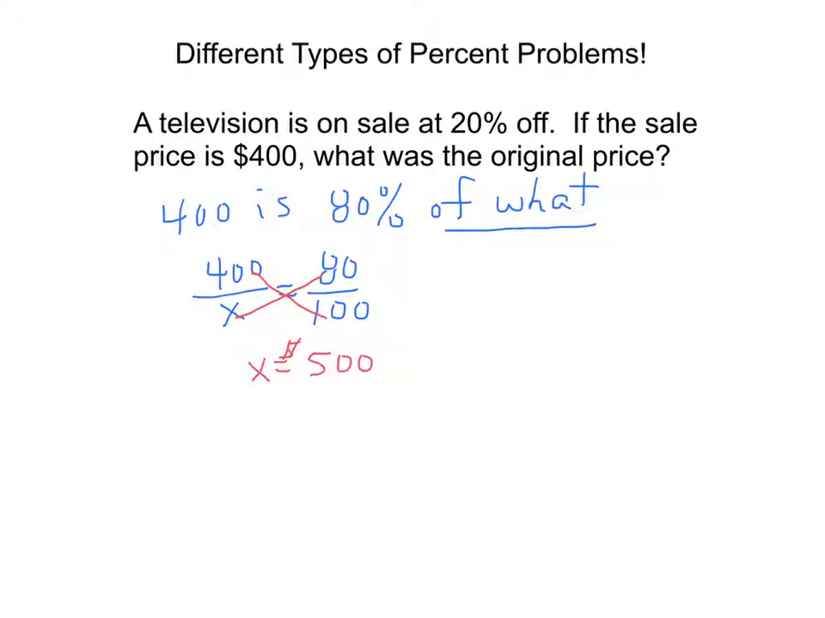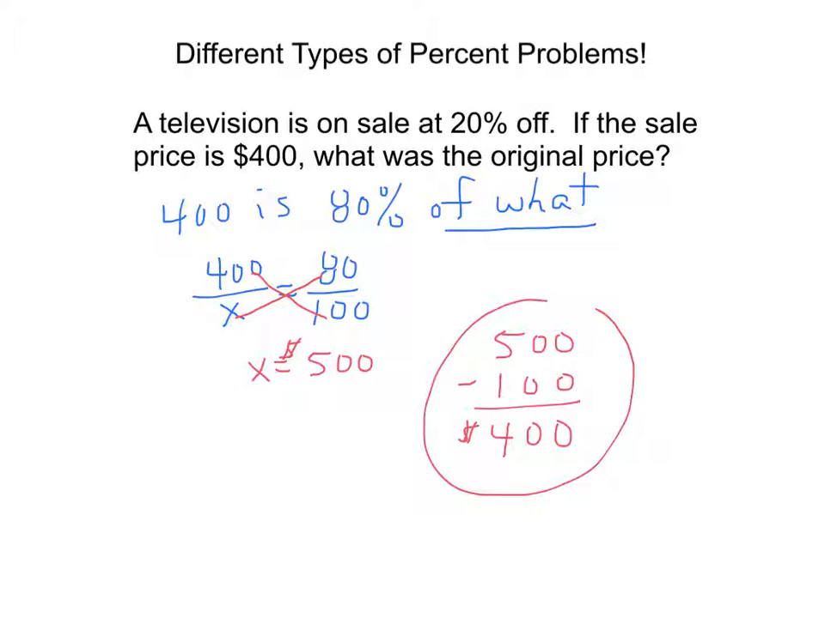Certainly, if you wanted to, you could go through and prove this. If you have something that costs $500 and you take 20% of that, 20% of $500 is $100. So you would subtract out that $100 and you would get $400 for your answer, just proving that yes, that does work.